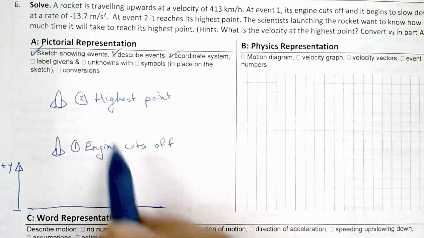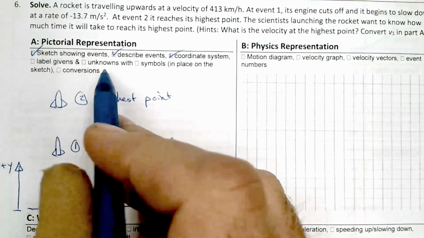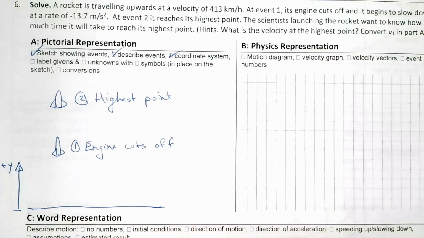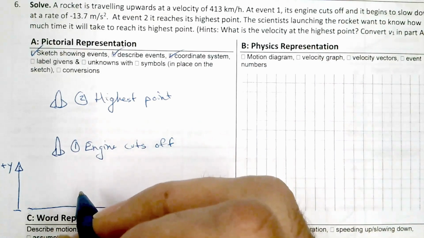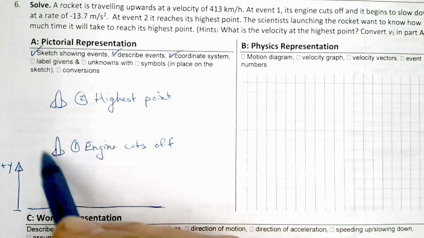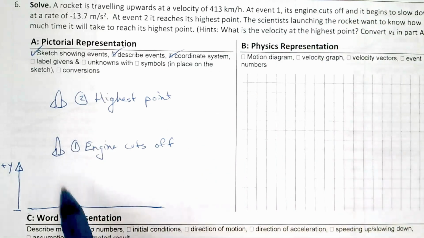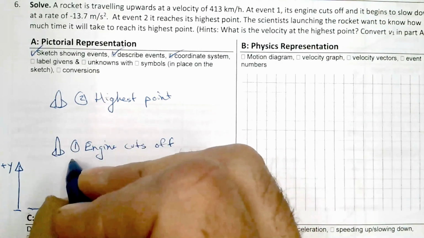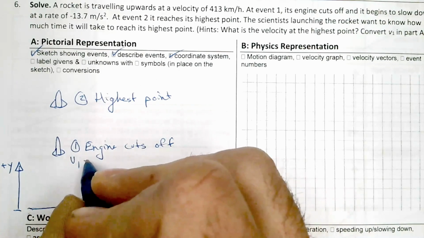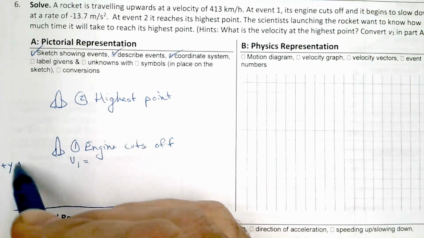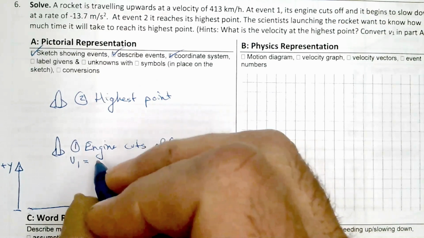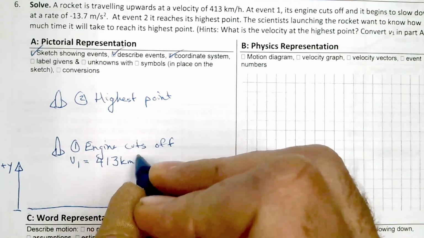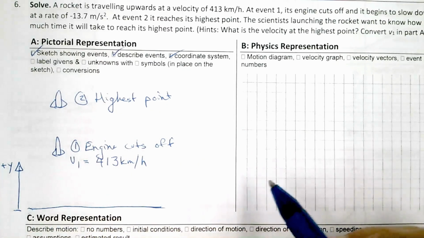Good. Now we have to label the givens and unknowns with symbols. So it's moving upwards with a velocity of 413 kilometers per hour. So that's its velocity right at event 1. We're not interested in what happened before event 1. So we'll label that V1, and that's a velocity in the upwards or the positive y direction. So we'll write positive 413 kilometers per hour.